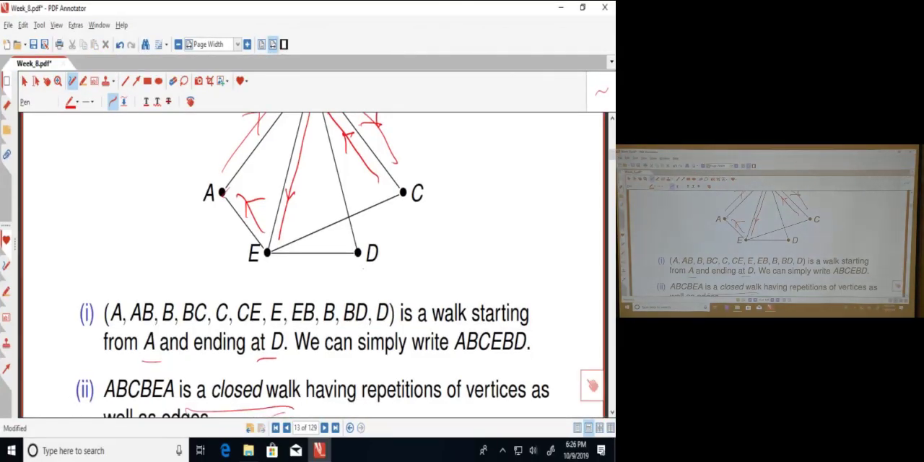So let's now see an example of a path. The walk A to E, E to B, and B to D is a path because it doesn't repeat any edge or vertex. Okay.